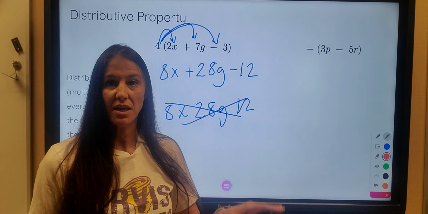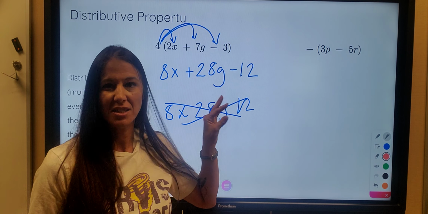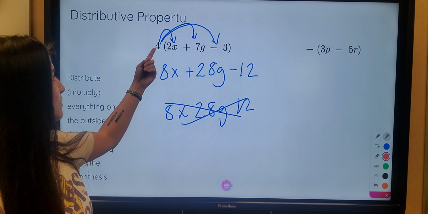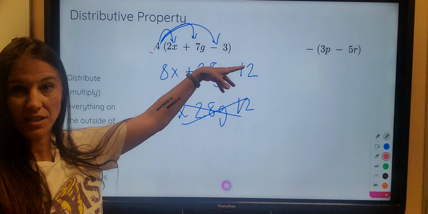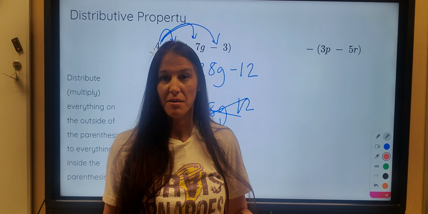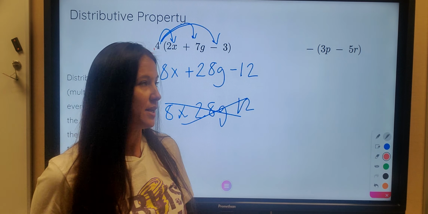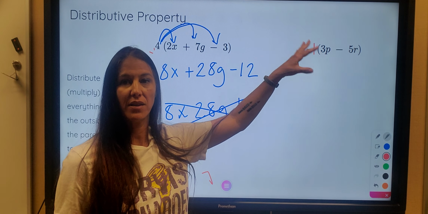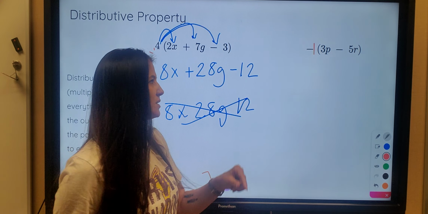Sometimes we will see a distributive property that doesn't really look like distributive property. You know, because you're multiplying something outside parentheses to inside parentheses. People see the negative sign, they don't think anything about it, but that's actually a negative 1. So we need to distribute a negative 1 to everything inside your parentheses.